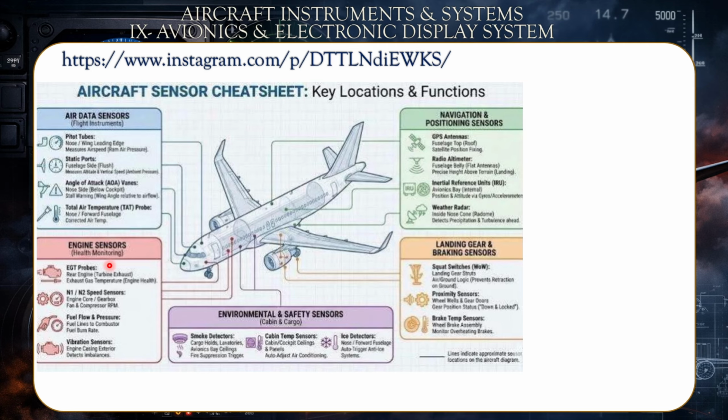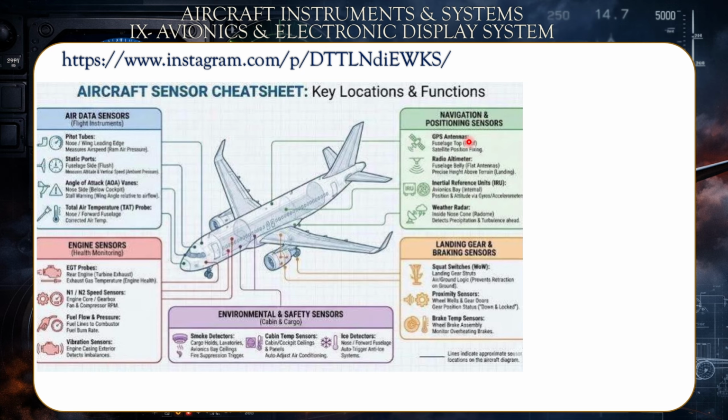Now, second, you have engine sensors such as the EGT probe, or exhaust gas temperature, and N1 and N2 speed sensors, that measure the speed of the engine based on the alternators, based on the current or the frequency of the current being generated by the engines. Fuel flow and reservoir sensors for level detection, based on the capacitor level or mechanically. Then vibration sensors, for the vibration detection.